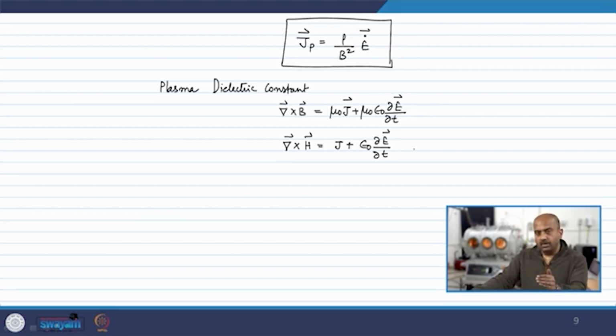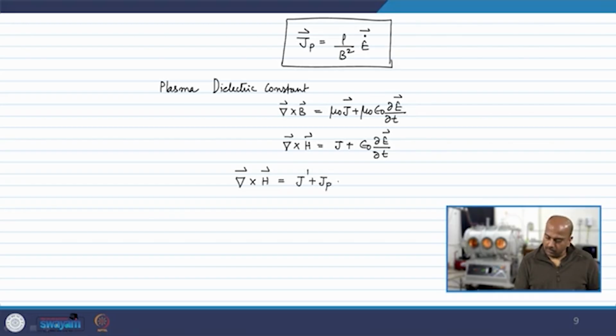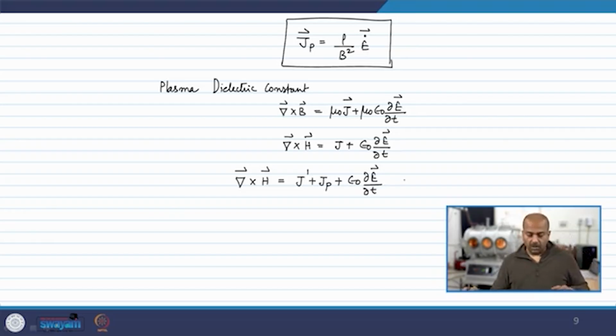Since we are discussing polarization drift, it is very important to consider the consequences of polarization drift using this Maxwell equation. So, if we have to write this expression for the plasma, then we have to make suitable modifications. So, it will be del cross H is equal to, let us say, J prime plus Jp plus epsilon naught dou E by dou t. So, J prime, what is J prime? J prime is the current density due to other sources.